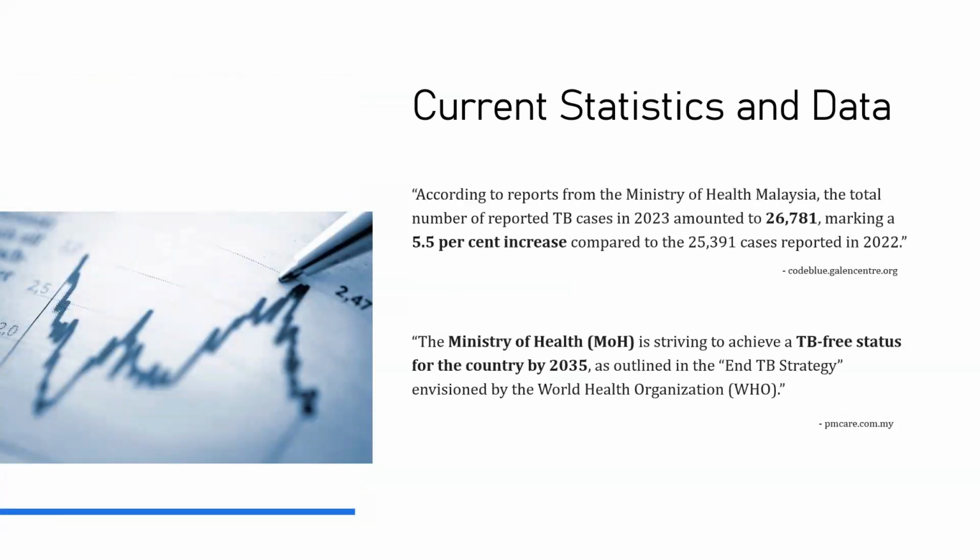So let's look at some of the studies. This one is from Blue Gallant Center. According to reports from the Ministry of Health Malaysia, the total number of reported TB cases in 2023 amounted to 26,781, marking a 5.5% increase compared to the 25,391 cases reported in 2022. So there's an increase. And this is another study from PM Care. The Ministry of Health is striving to achieve a TB-free status for the country by 2035, as outlined in the End TB strategy envisioned by WHO.